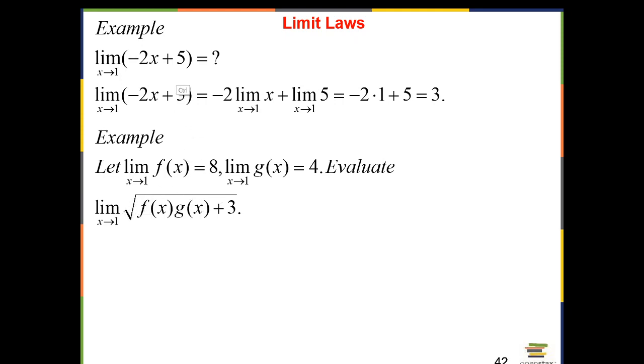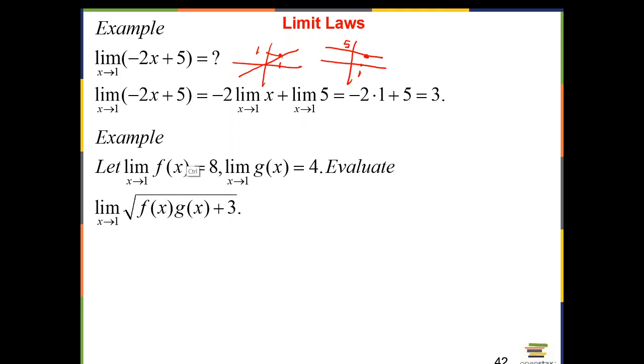And now here, the limit of x, of course, we know is the function x, and when x approaches 1, the limit is 1, right? And the limit of a constant, y equals 5, is just that. If you go to 1, the limit is just 5, from left and right. So that's how we know all of these.